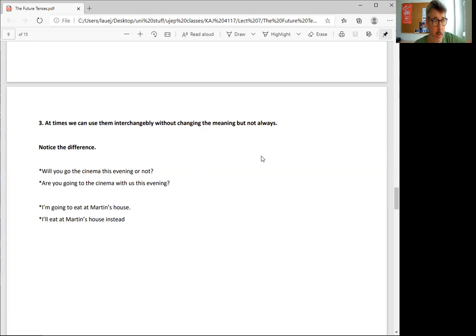Like I write here, we can use them interchangeably and the meaning doesn't change, but sometimes it does. So, will you go to the cinema this evening or not? Are you going to the cinema with us this evening? What is the difference here? Again, it's not incredibly huge, but it says, will you go to the cinema this evening or not?